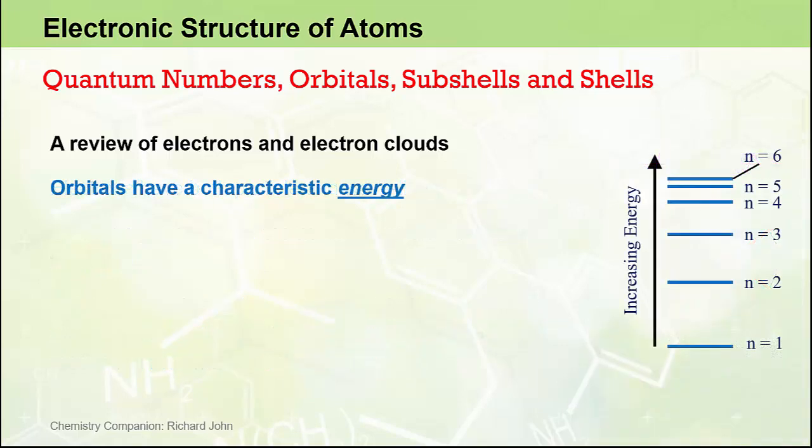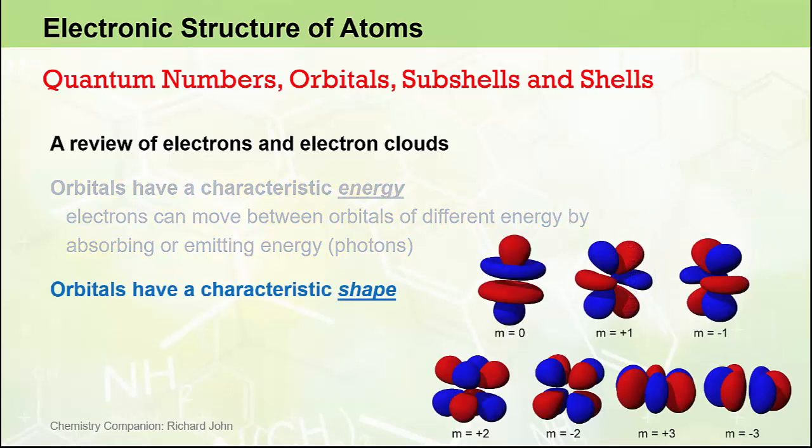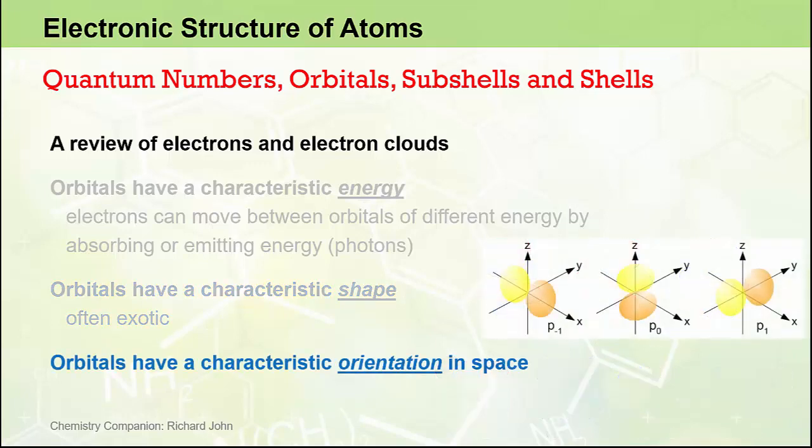We know that orbitals have a characteristic energy and that electrons can move between orbitals of different energy by absorbing or emitting energy, and typically by absorbing or emitting photons. Orbitals have a characteristic shape, and as you can see by these 7 orbital representations here, some of those shapes are often quite exotic. And we know that the orbitals have a characteristic orientation in space as well. For example, an orbital might take on this dumbbell shape, but there can be 3 different orientations of that dumbbell shape, one along the x-axis, one along the y-axis, and one along the z-axis.